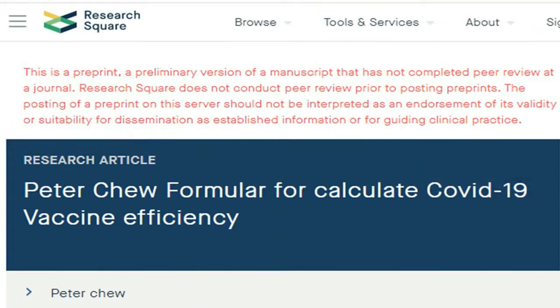Chew formula for calculating COVID-19 vaccine efficiency is available at Research Square.